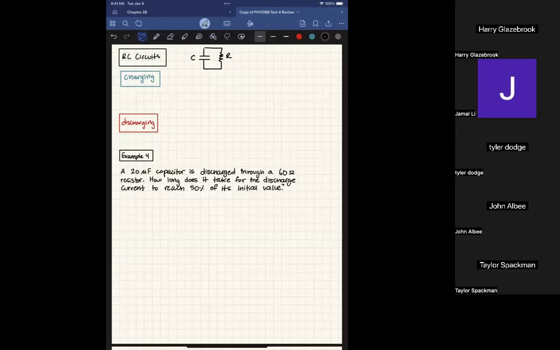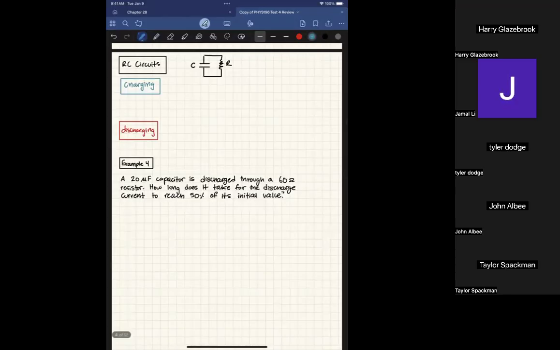So there's some special things about this circuit. The whole point is you can charge a capacitor using a battery, and then when you disconnect that battery, it'll discharge, and we can model that discharge and that charging.